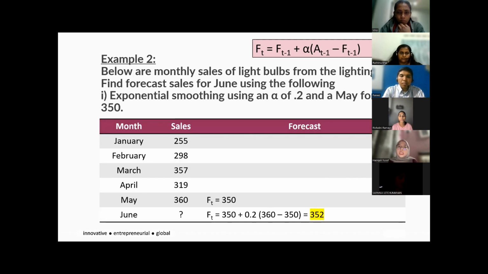Example 2: below are monthly sales of light bulbs from the lighting store. Find the forecast sales for June using the following: we are given a smoothing constant equal to 0.2 and the May forecast is 350. Basically, if we already have the previous forecast, which is May, we can find June. So the June forecast equals 352. Example 3, next.